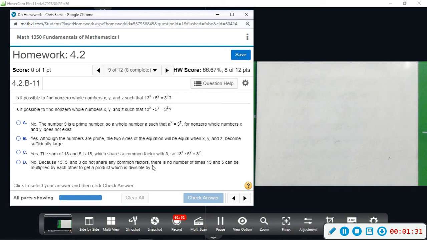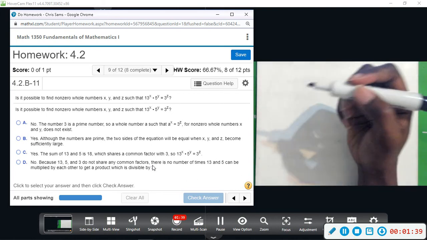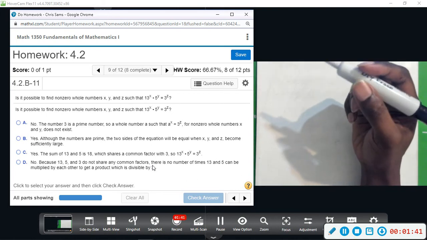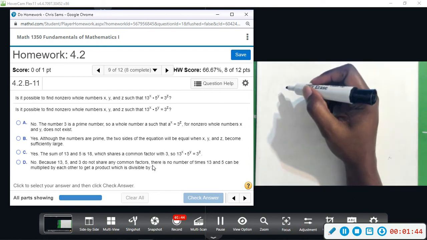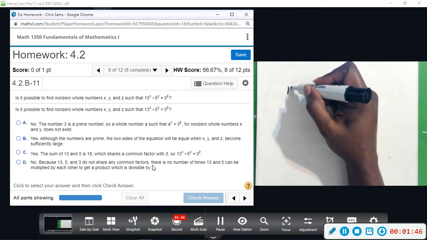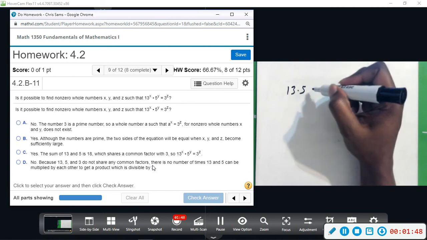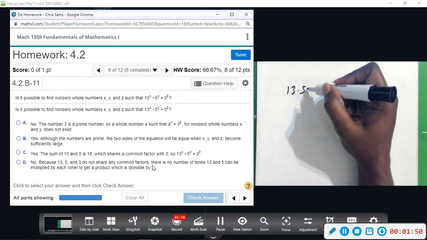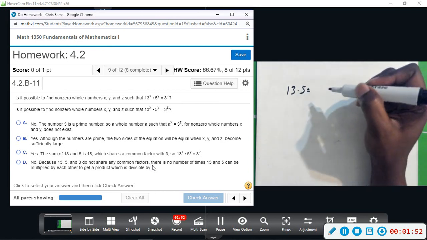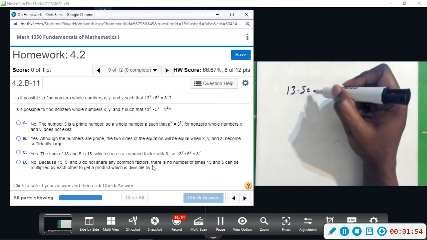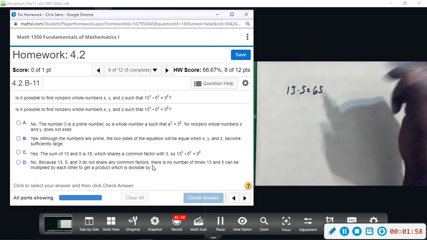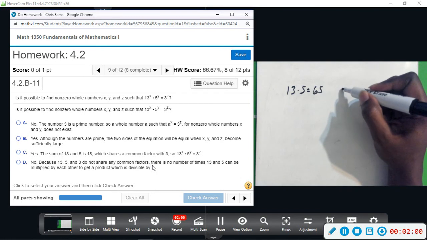We could do some trial and error to see what's going on. So just play with some numbers. Let's just say we used the smallest that we possibly could with 13 and 5. So we used x and y to be 1. So we just did 13 times 5, which is going to give us 65. And then I'm doing 3 to some power.